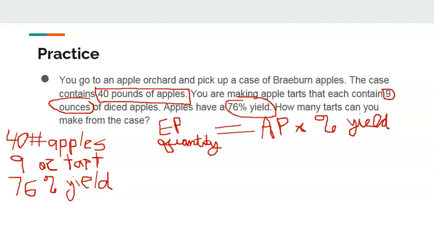So once again, I've taken the important information, I've circled it in red, and I've written it over here in the corner. So 40 pounds of apples per case, 9 ounces per tart, and then 76% yield. So the first formula we're using is edible portion quantity equals as purchased times percent yield. So all we're doing is plugging in our numbers. Our as purchased amount is 40 pounds.